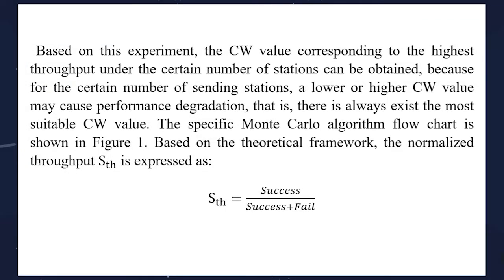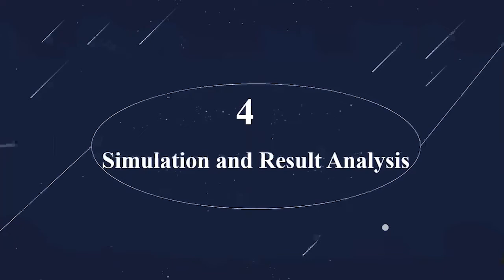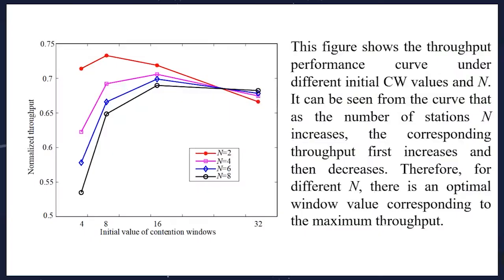Based on the theoretical framework, the normalized throughput is expressed as, where success represents the number of successfully transmitted packets, and fault represents the number of lost packets. Next, the simulation and result analysis.